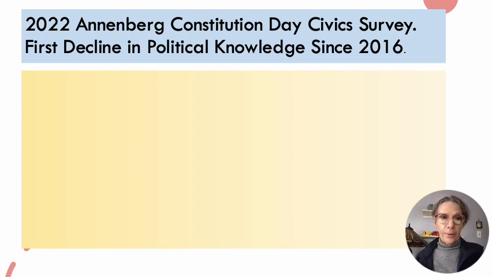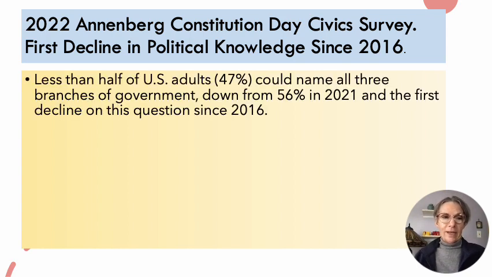So every year, the Annenberg School of Public Policy at the University of Pennsylvania does a Constitution Day civics survey, and Constitution Day is actually coming up in less than 2 weeks. And so every year they kind of measure political knowledge in the United States. And political knowledge has actually been on the rise since 2016. But this 2022 survey shows the first decline in political knowledge since 2016, which was kind of interesting.